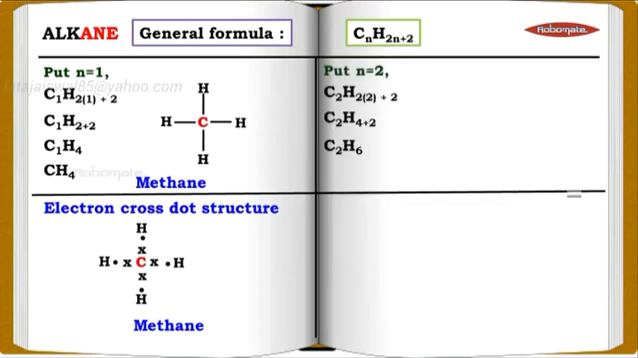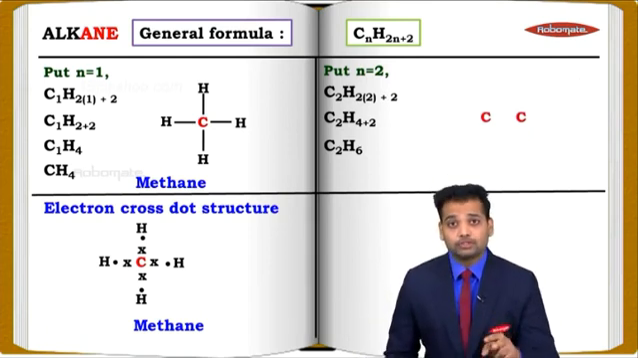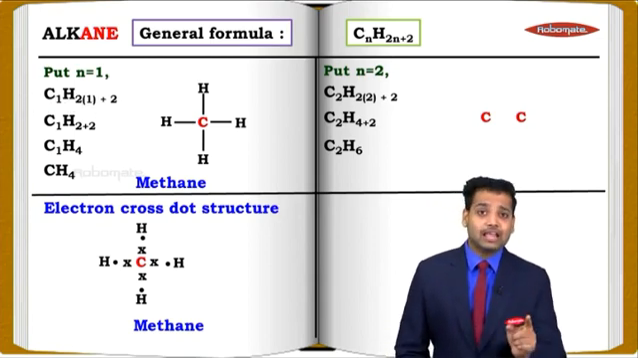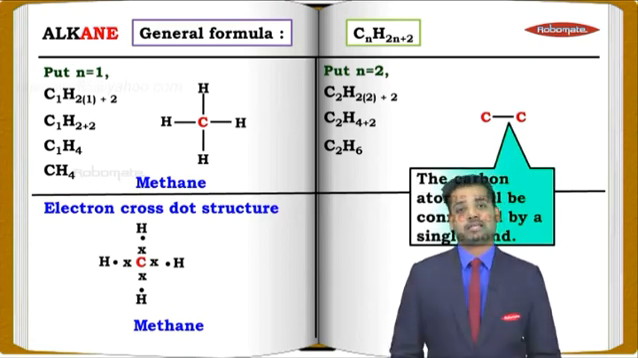Now let's talk about something different, which is ethane. Put n equal to 2: C2H2 into 2 plus 2, C2H4 plus 2, C2H6. How many carbons are there? There are 2 carbons. So you have to draw those 2 carbons first. And ethane, meaning ane means single bond, so the single bond will be drawn second.